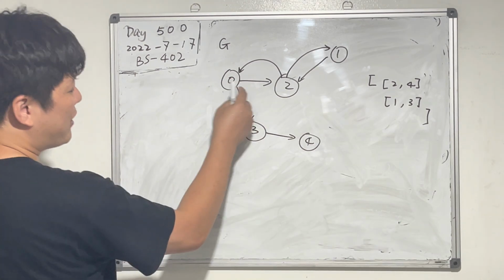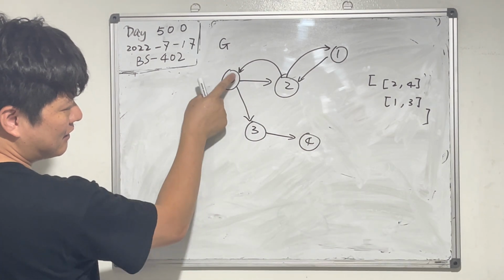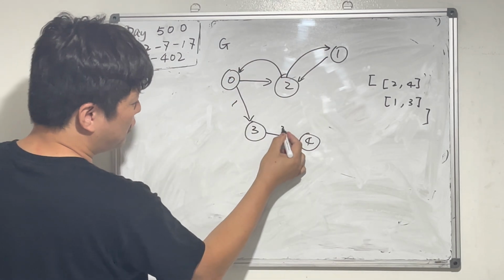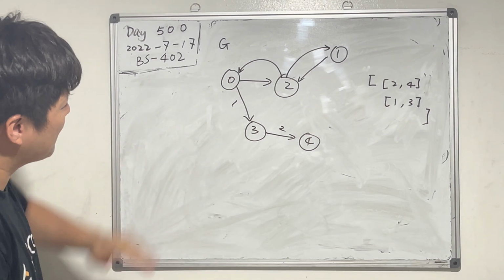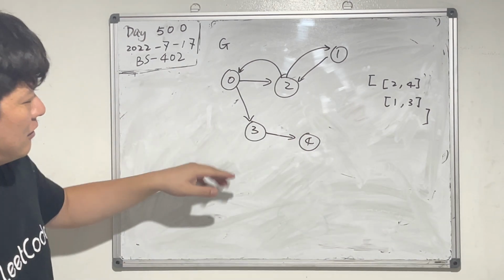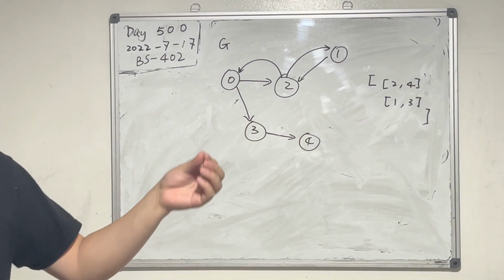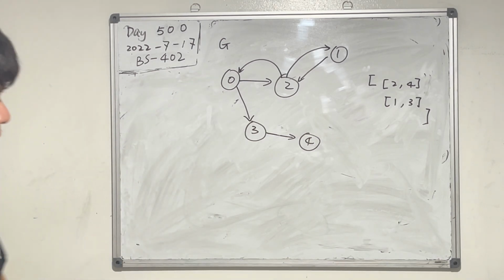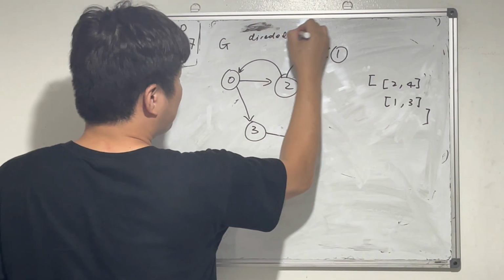Unweighted, because the cost between vertices is the same, right? If I put numbers here, like 1, 2, then that's weighted, because the cost from 0 to 3 is 1, from 3 to 4 is 2. You can treat it as unweighted as the cost between vertices is all 1 if there's an edge, okay? Given this directed unweighted graph.